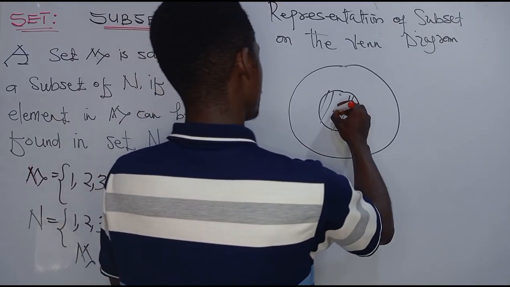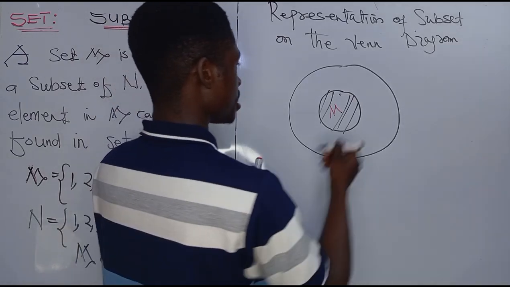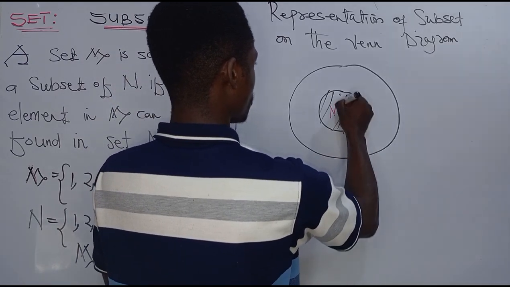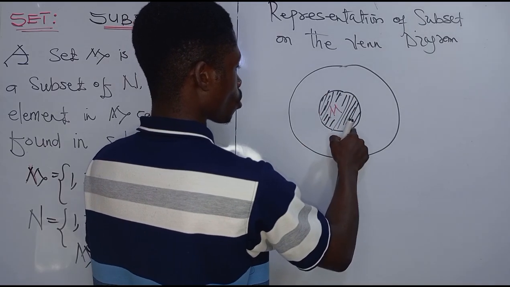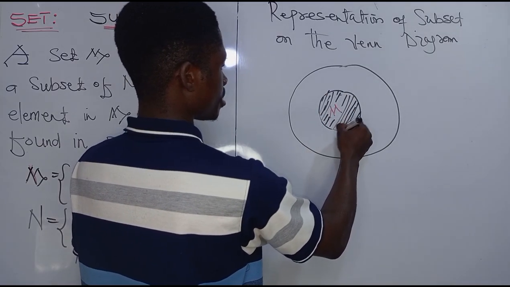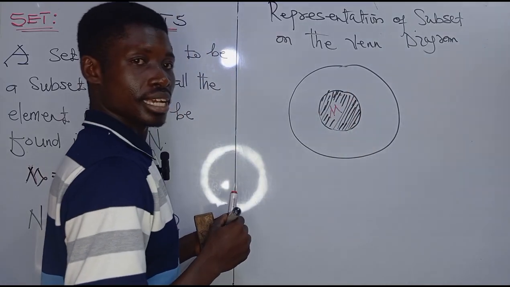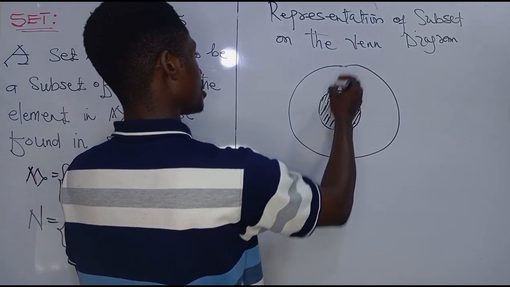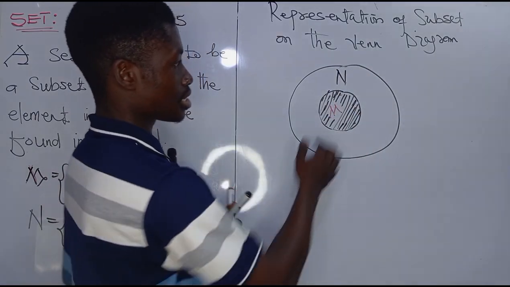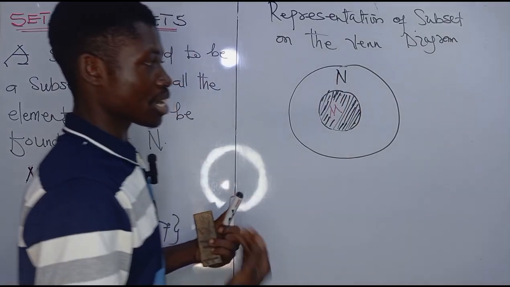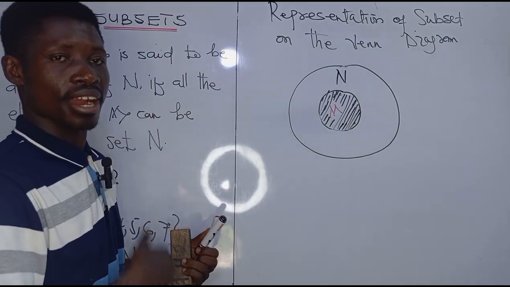So we can represent it using the Venn diagram. So this is set M. The shaded portion is set M, because we are saying that set M is contained in set N, meaning it is a subset of set N. And then the bigger circle becomes our superset, which is set N. So we can represent it using the Venn diagram.